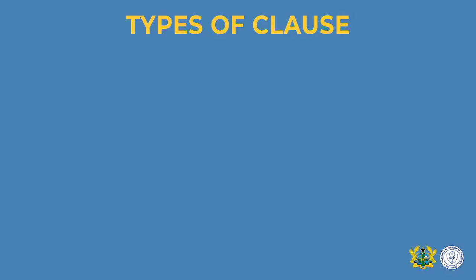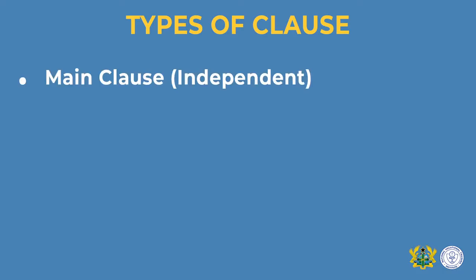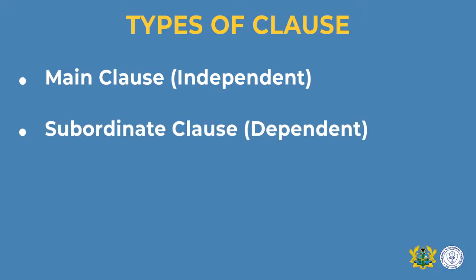Let's now look at the types of clauses we have. The types of clauses are 2. The first is what we call the main clause, or is also known as an independent clause. The second type of clause is known as a subordinate clause. A subordinate clause is also known as a dependent clause. Let us try and explain each of them.